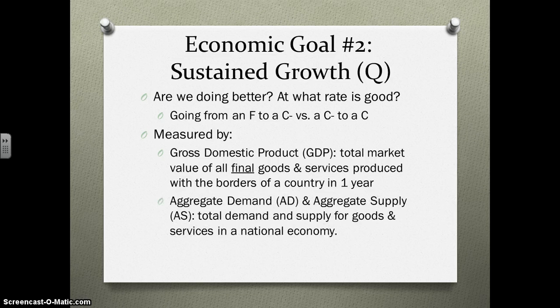We also understand sustained growth, whether or not our economy is growing, by looking at what we call aggregate demand and aggregate supply. Aggregate demand is the total demand, and aggregate supply is the total supply for all goods and services in a national economy. So it's not just the demand for new jeans or the demand for new cars, it's the demand for all products in addition to the supply of all products.